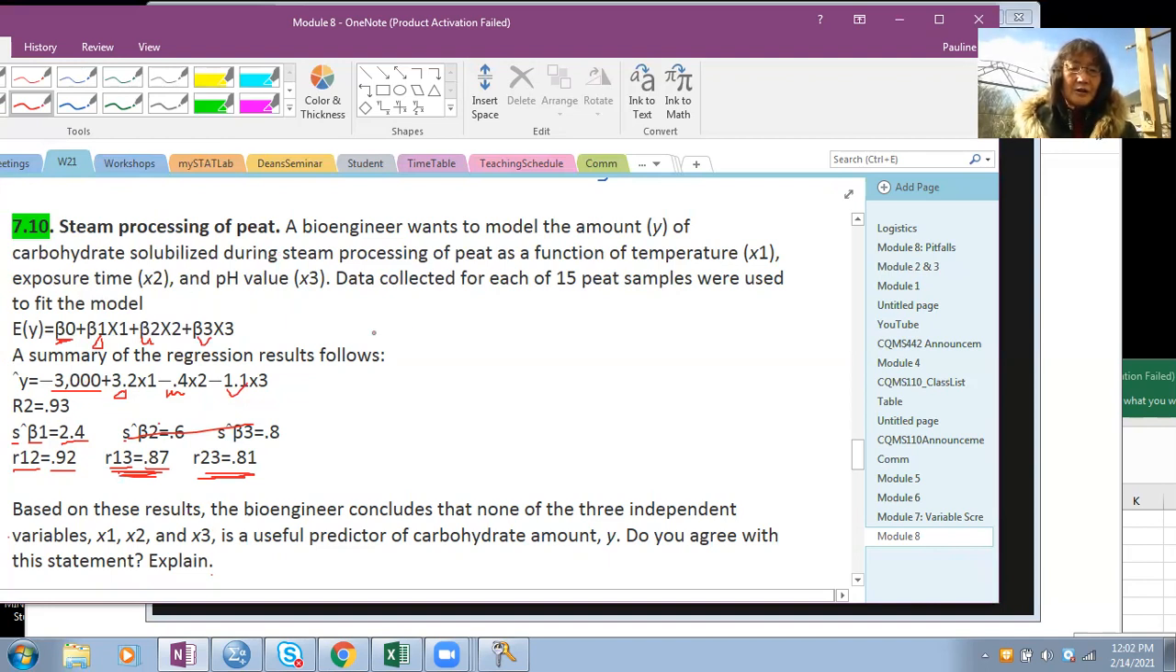if you calculate the test statistic for variable x1, remember what is the test statistic? It is beta 1 divided by the standard error of beta 1. And beta 1 is given as 3.2. Standard error for beta 1 is 2.4. And this result would give you 1.33.